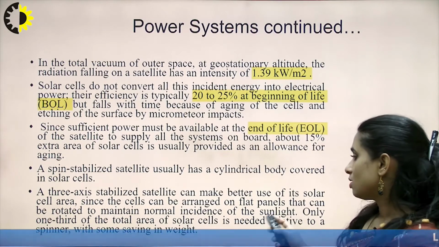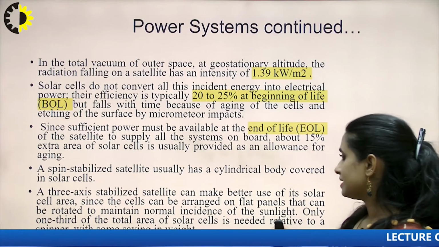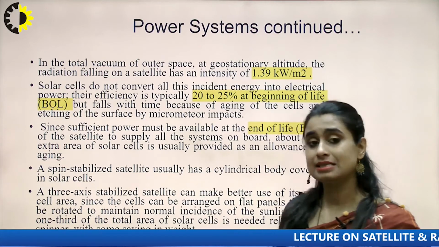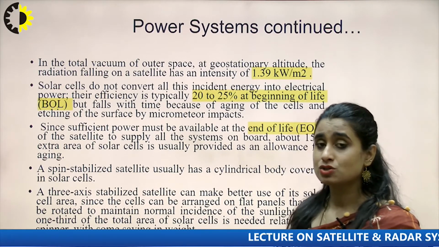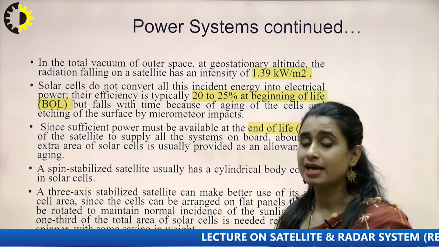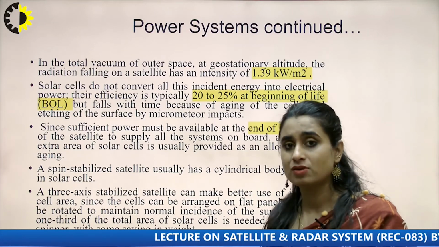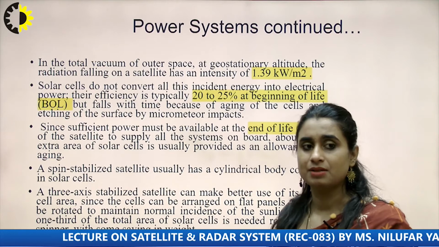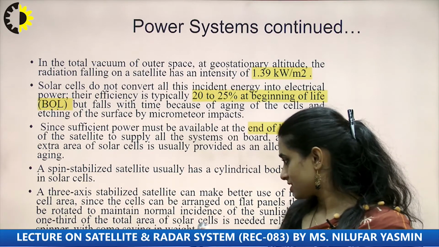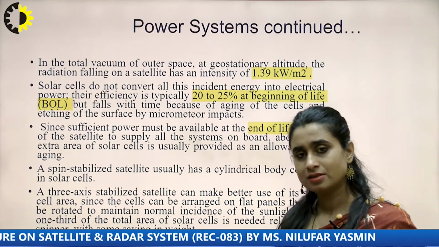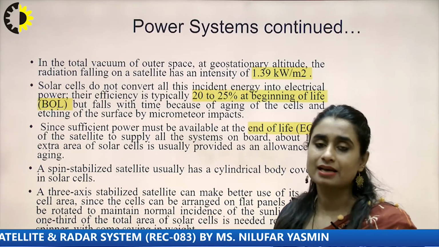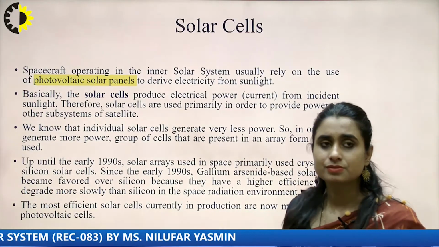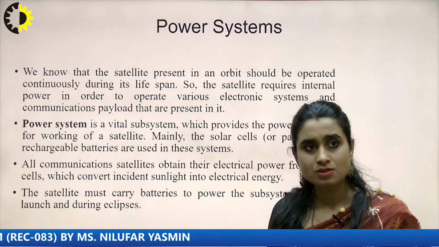Only 1/3 of the total area of solar cells is needed relative to a spinner. We can easily see that, right? So when it comes to which design is better in respect of power system efficiency, we would prefer 3-axis stabilized, saving the weight as well, right? Solar cells are the things that carry most of the weight of the satellite.